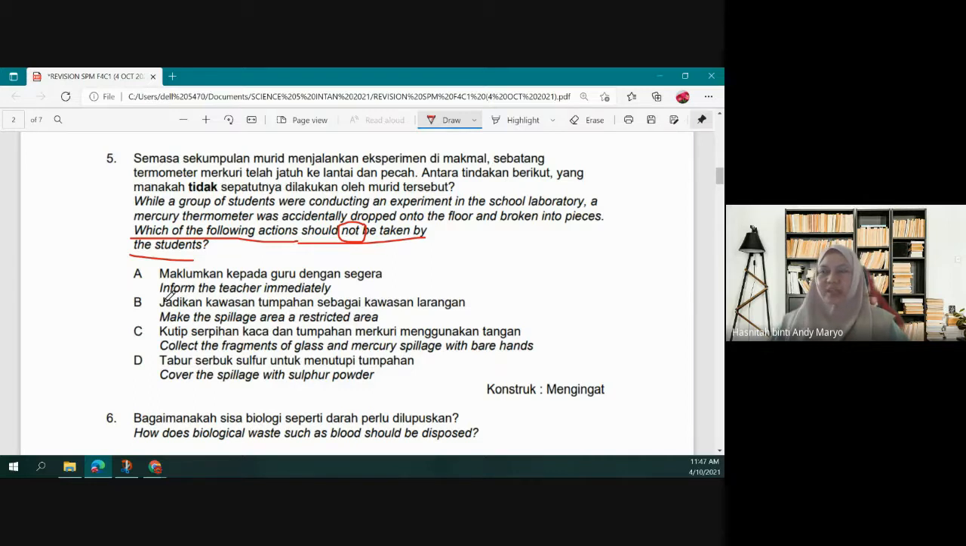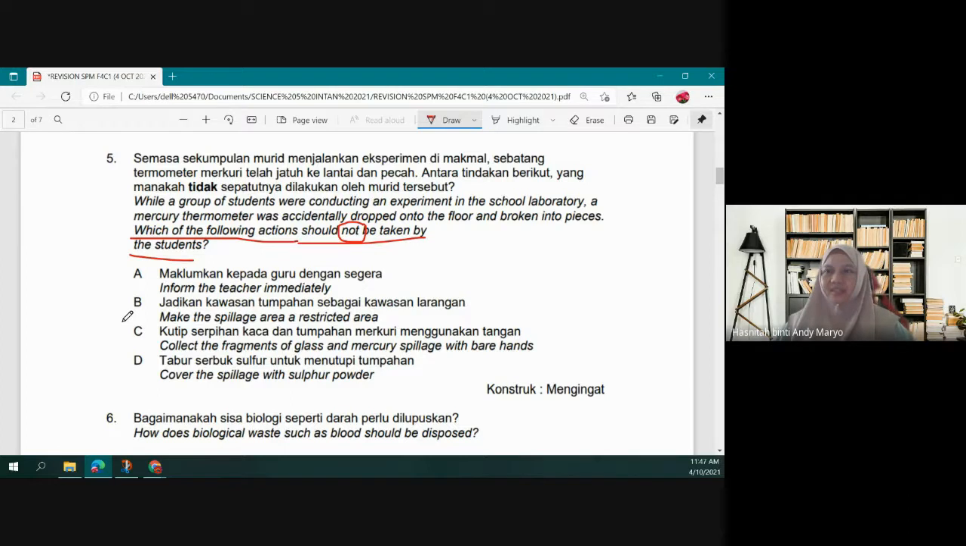A. Inform the teacher immediately. B. Make the spillage area a restricted area. C. Collect the fragments of glass and mercury spillage with bare hand. With your hands directly, without wearing gloves. And then D. Cover the spillage with sulfur powder. So which one is a wrong action to take? Anyone?